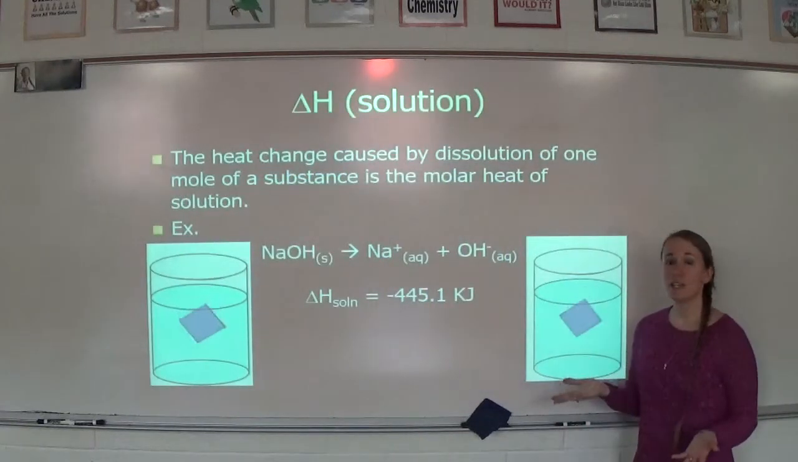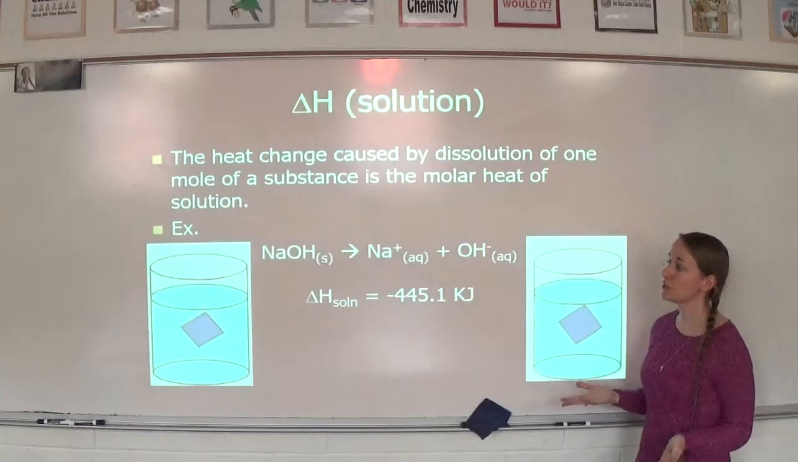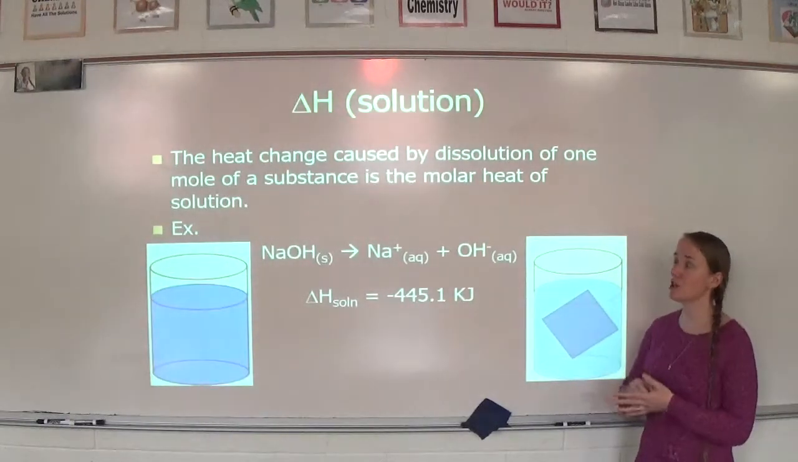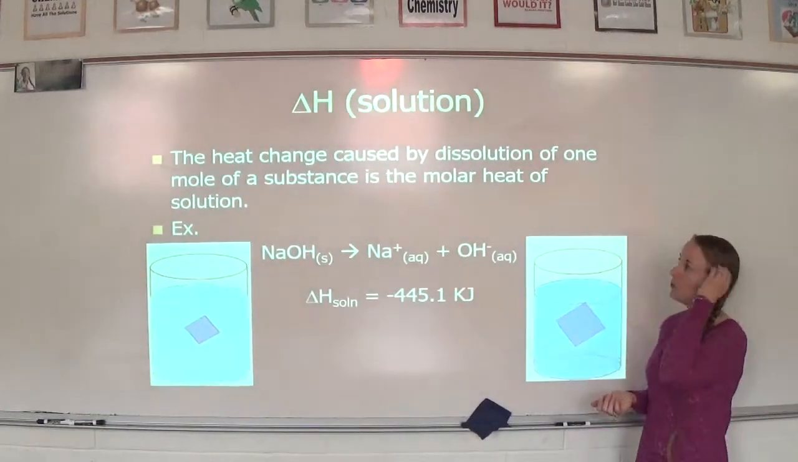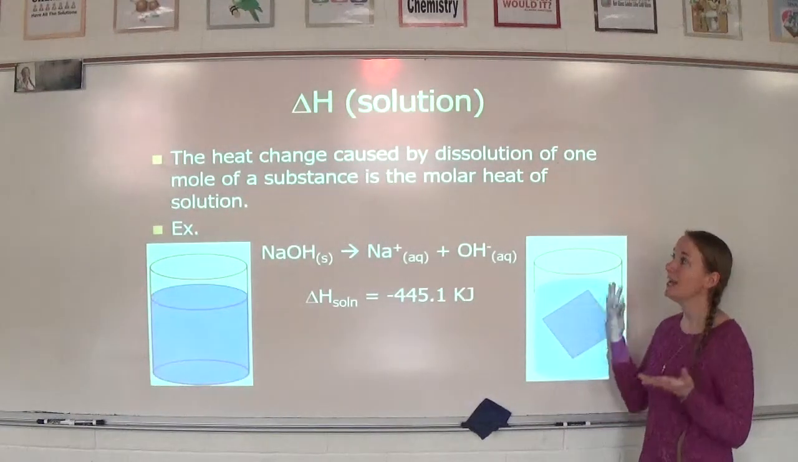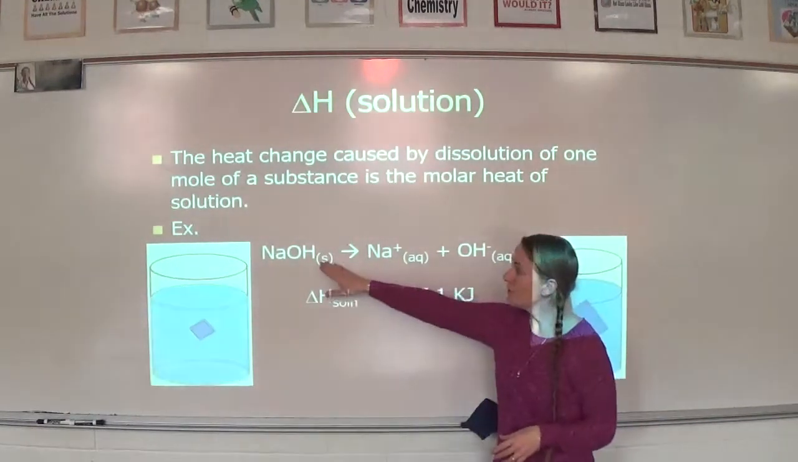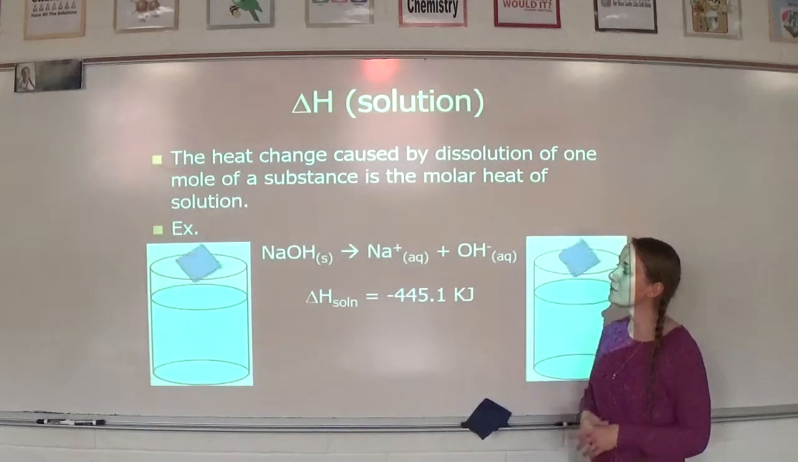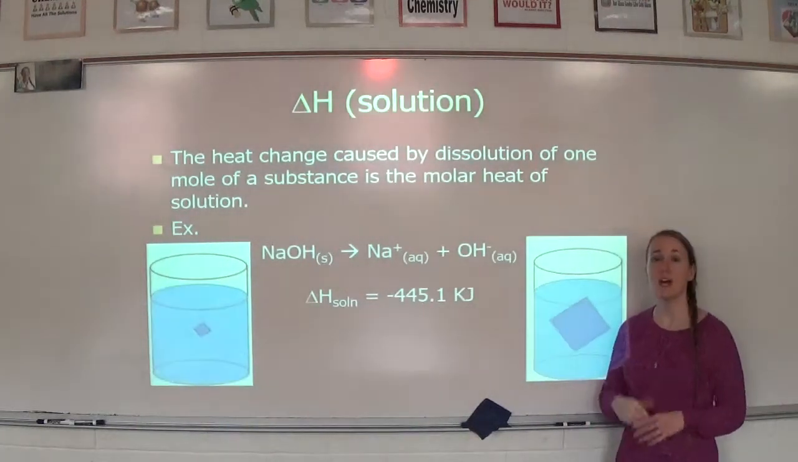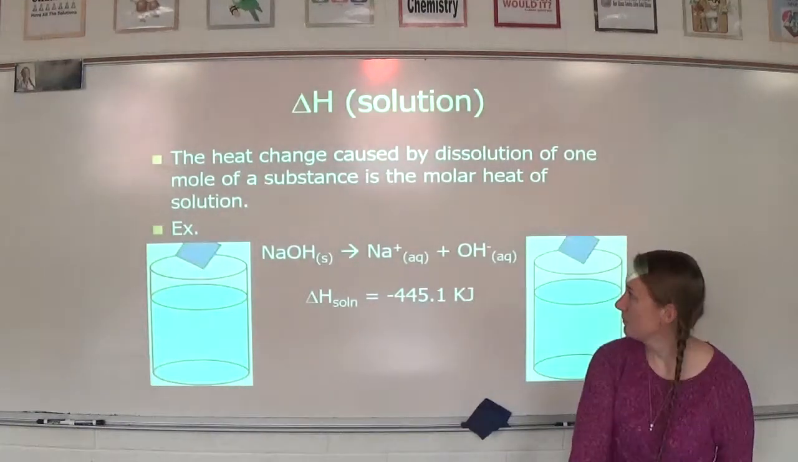Alright, so the last delta H we need to talk about is delta H of solution. The heat change caused by the dissolution of 1 mole of a substance is the molar heat of solution. In other words, the heat change caused when you dissolve 1 mole of a substance in a solvent, in water for example, is the molar heat of solution. It can either be positive or negative. So here we have sodium hydroxide dissolving into its ions, and it has a delta H of negative 445.1 kilojoules. So of course that one would be exothermic because the delta H is negative.